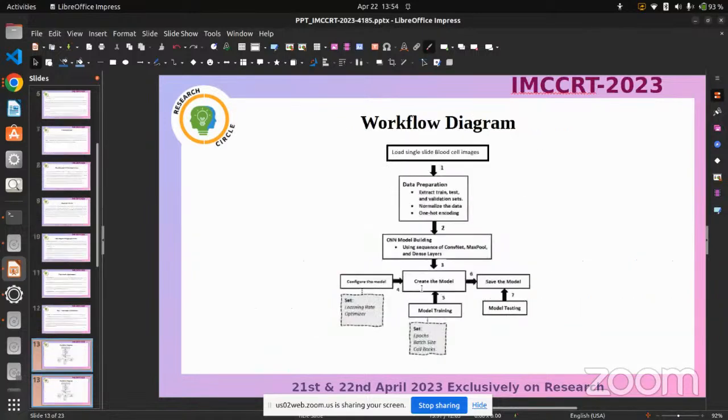Then this is a use case diagram. We have to upload the sample image. Basically the image is a single slide blood cell image.